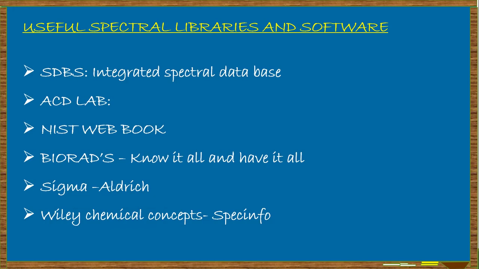Sigma Aldrich is a very big chemical company. This also gives some information about the spectral techniques, spectral data of the well-known compounds. And the last one is Wiley chemical concepts, SpecInfo. So these are all very useful spectral libraries and software. We can use these spectral libraries and software for your understanding of spectral techniques.